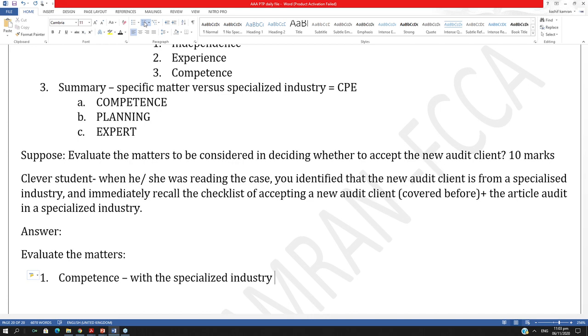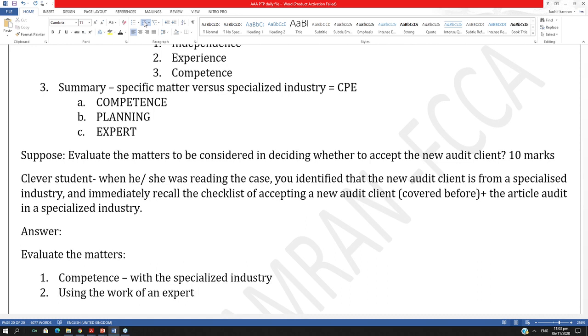Will you link competence with the specialized industry so the examiner knows that as a student you come prepared with this article? Will you consider using the work of an expert when you are evaluating the matters to consider whether to accept the new audit client? Will you be considering at that time using the work of an expert?